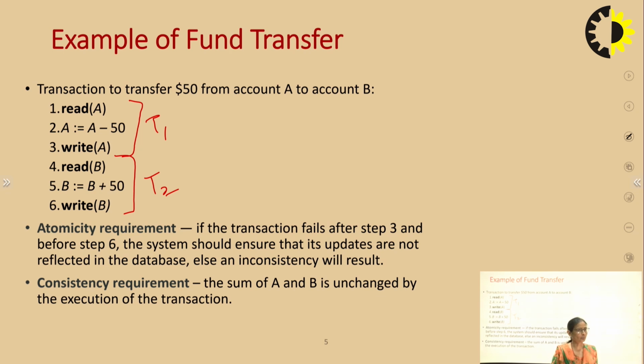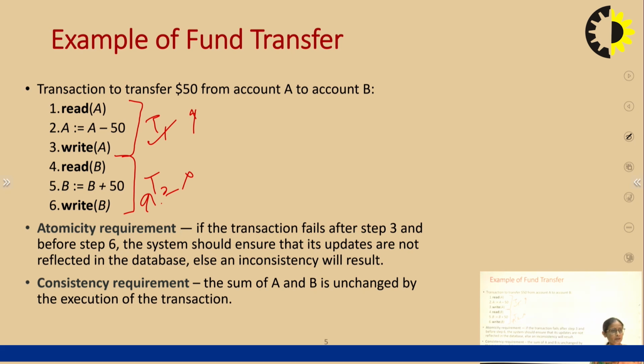So what atomicity says: if the transaction fails after step 3 and before step 6, the system should ensure that its updates are not reflected in the database, else an inconsistency will result. That is, you have successfully run this transaction, but once you are running this transaction, the system crashes. Then automatically T2 is going to be rolled back, but then T1 should also be rolled back.